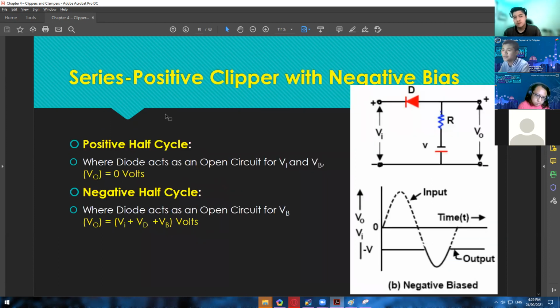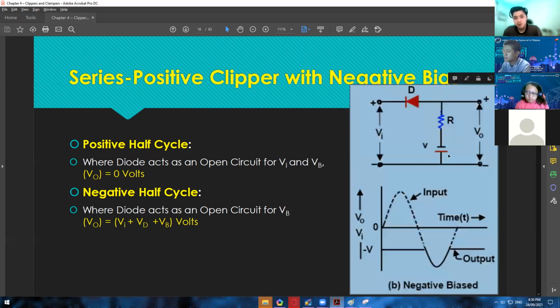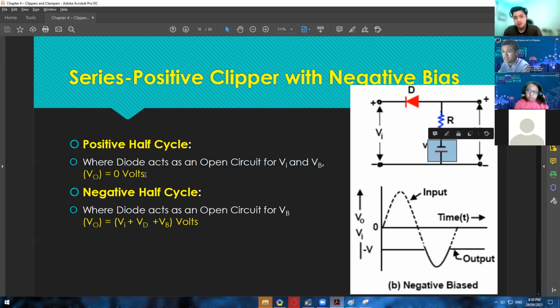Let's now proceed to series positive clipper with negative bias. Okay, so in here we have the scenarios for positive and then the scenarios for negative half cycle. So positive half cycle, so positive is connected to negative and then negative is connected to positive. So as a result, we have a zero flow of current. Well, magkakaroon din tayo ng voltage if this bias voltage has a voltage itself. So again, hindi ito yung pinaka-exact formula lalo na kapag may bias voltage tayo. So hindi lang siya 0 volts.